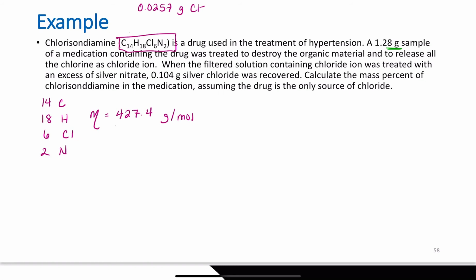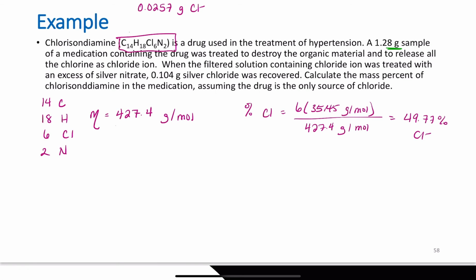The percent chloride in the sample is equal to 6 times 35.45 grams per mole divided by the total mass of the sample, which is 427.4 grams per mole. So even though we've only got 6 chlorides in there, it actually constitutes the bulk of the compound. It is 49.77% chloride ion in the sample. So I know that 49.77% of it is due to chloride.